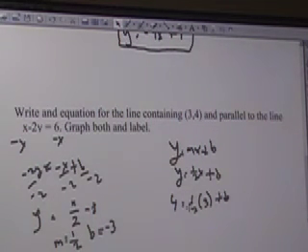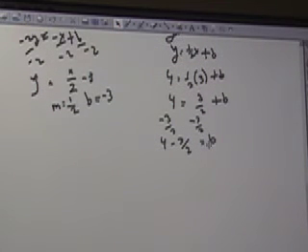Okay. So right there we're going to go equals 3 over 2 plus b. So we subtract 3 over 2 on both sides. We get 4 minus 3 over 2 equals b. 4 minus 3 over 2 is equal to, same thing as 8 over 2 minus 3 over 2, so we've got 5 over 2 equal to b.